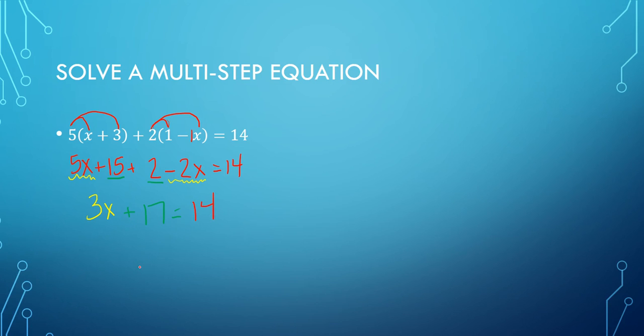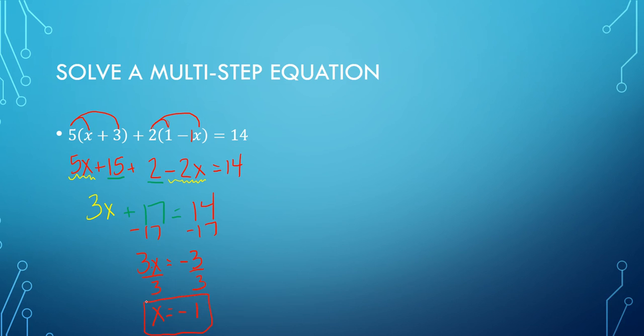Now that the left side only has one set of x and one number, or constant, we can just solve. So to get rid of the positive 17, we're going to subtract 17 from both sides. And 14 minus 17 is negative 3. Then it's 3 times x, so I'm going to divide both sides by 3. And negative 3 divided by 3 is negative 1.